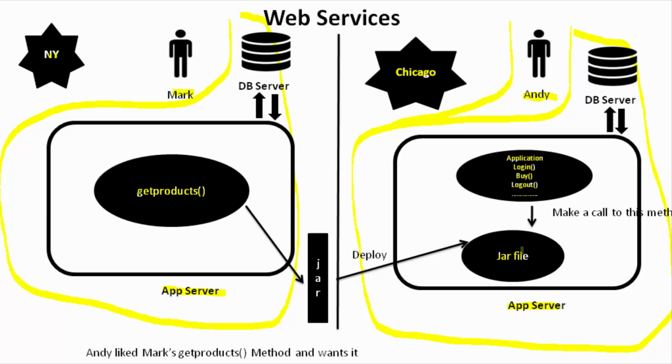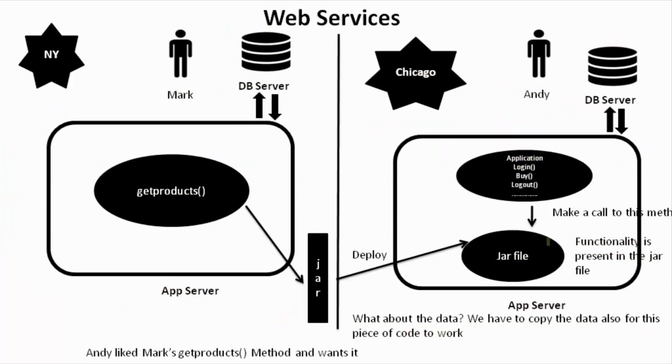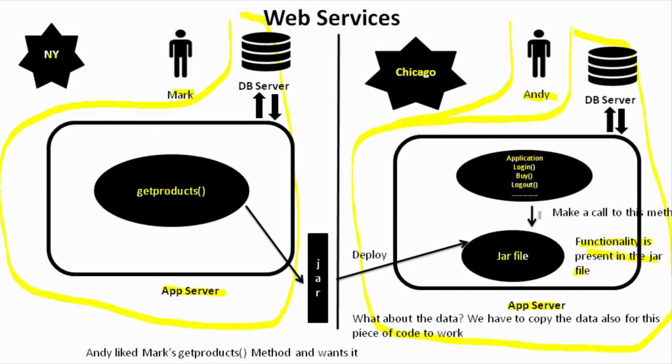So wonderful. So far it's all good. You see, the get products functionality is present in the jar file. So Andy makes the necessary arrangement so that his application will make a call to this jar file whenever it has to run the get products code. It's all good so far.